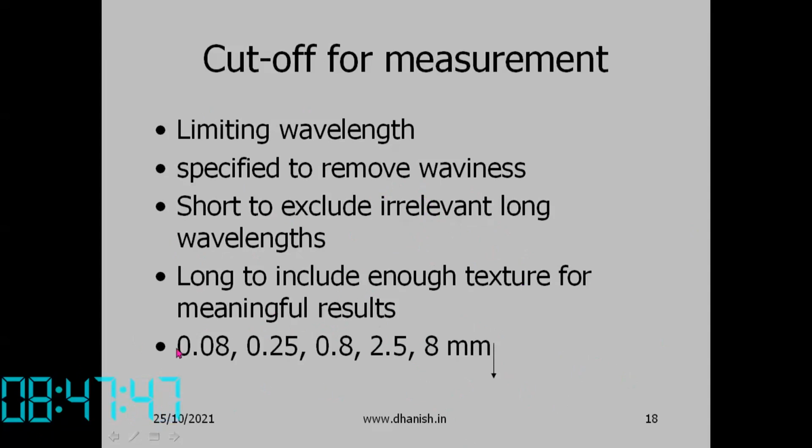ISO has standardized the cutoffs so that the options given on machines from different manufacturers all correspond to the same wavelengths. So 0.08, 0.25, 0.8, 2.5, 8 mm. These are the standard cutoffs specified by ISO for surface structure measurement. And if nothing is mentioned, 0.8 mm is the default. That is the middle value. So if not mentioned, the cutoff should be 0.8 mm.